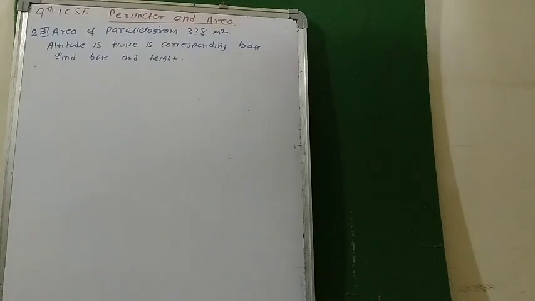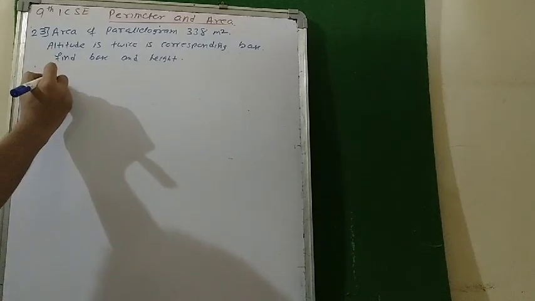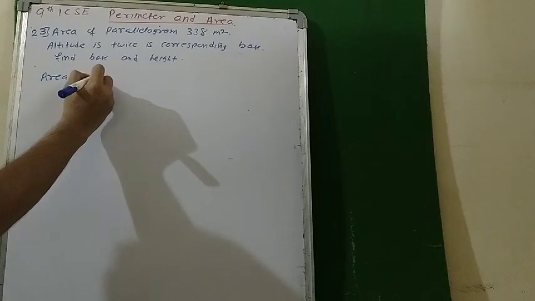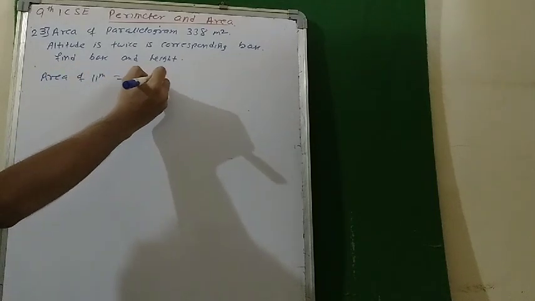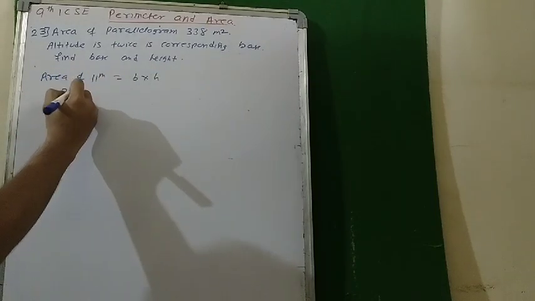In the 23rd question, area of the parallelogram is 338 meters square. Its altitude is twice its corresponding base. Find the base and the height. Okay, so it is a simple question. We know that area of a parallelogram is equal to base into height. Area is equal to 338.